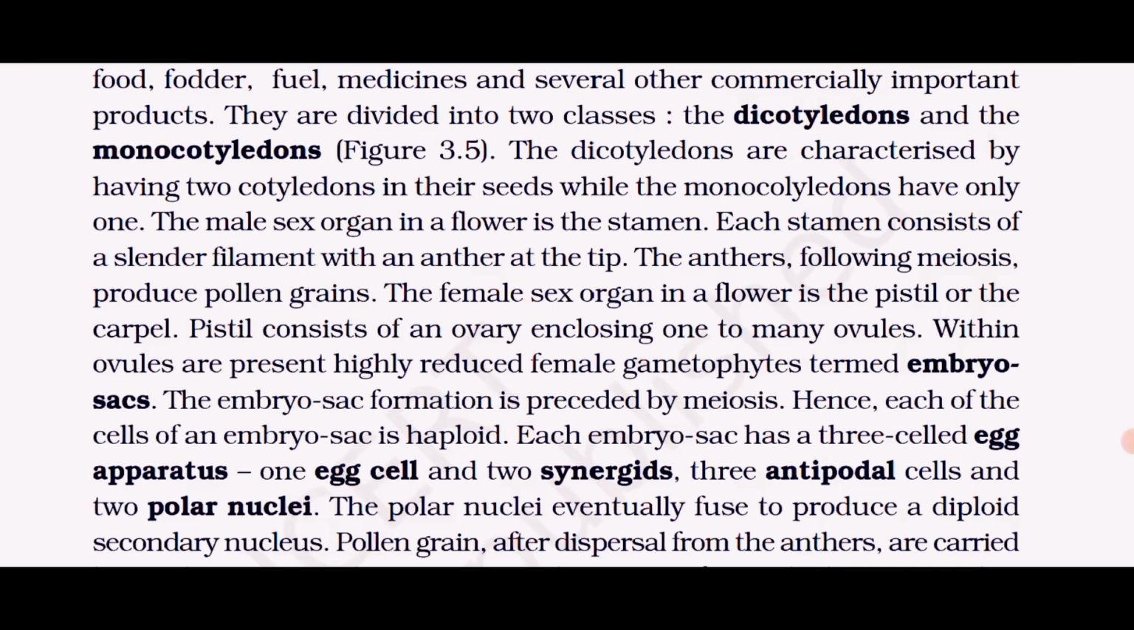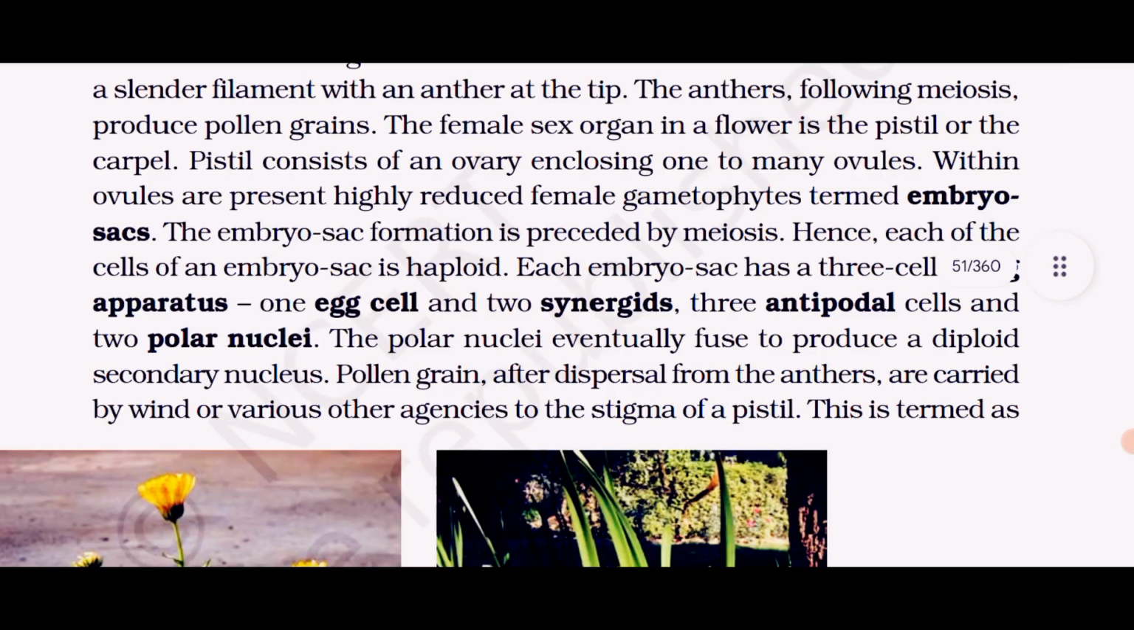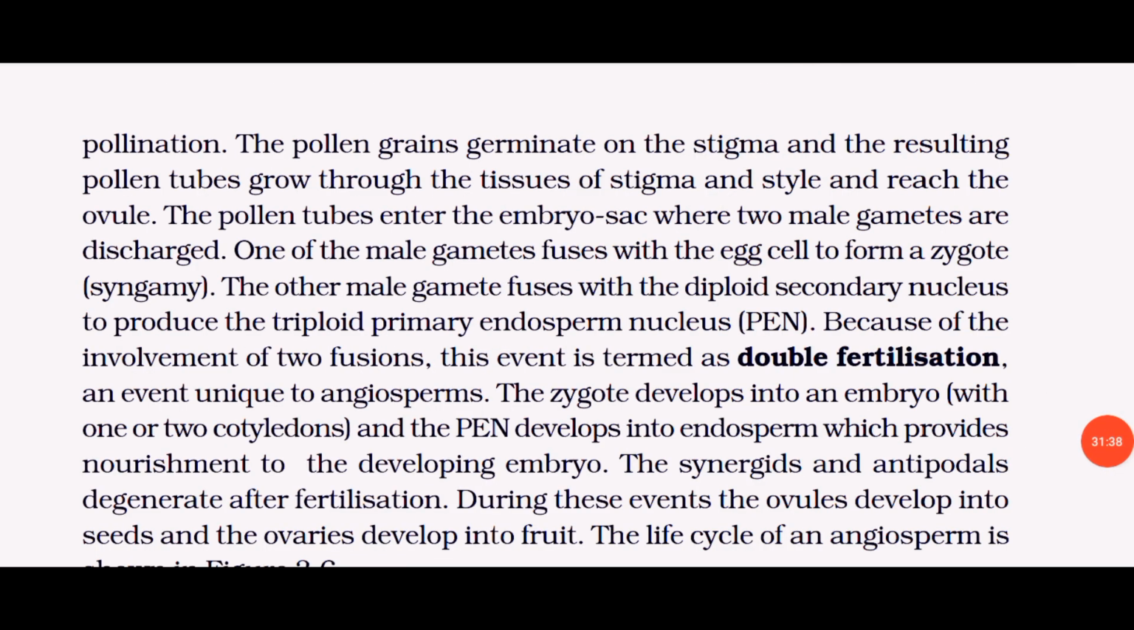Pollen grains after dispersal from the anther are carried by wind or various other agencies to the stigma of a pistil. This is termed pollination. The pollen grains germinate on the stigma and the resulting pollen tubes grow through the tissues of stigma and style and reach the ovule. The pollen tubes enter the embryo sac where two male gametes are discharged.